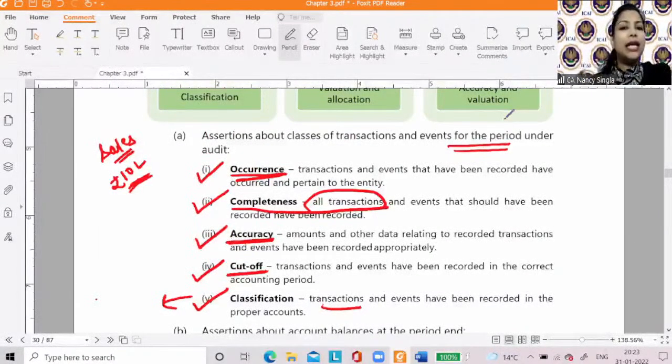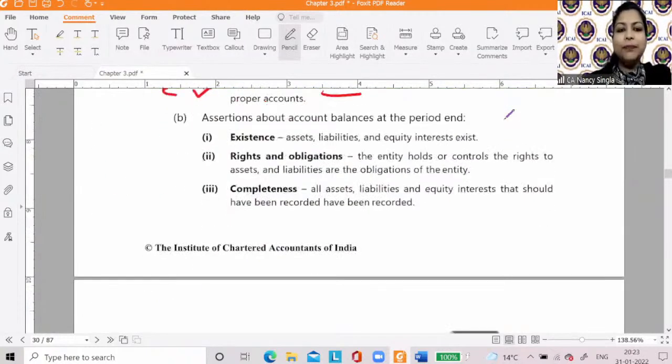See, the balance sheet items are what? As on 31st March. So you will not say they have occurred. You will say they exist. So you will find that more or less the assertions are the same, but the nomenclature will be different. So let us see. With respect to account balances, and we all know that the account balances are at the period end. Balance sheet is prepared as on a particular date.